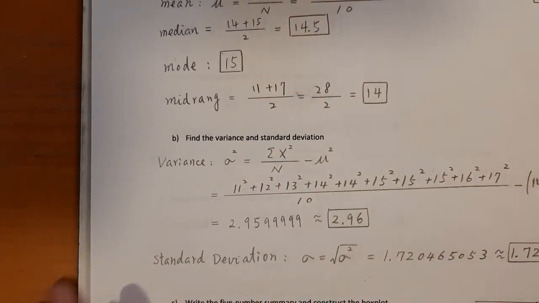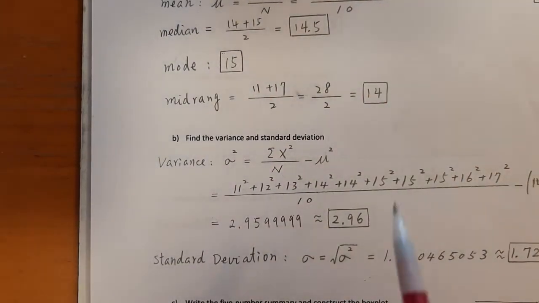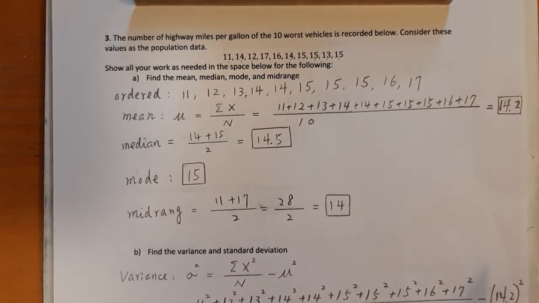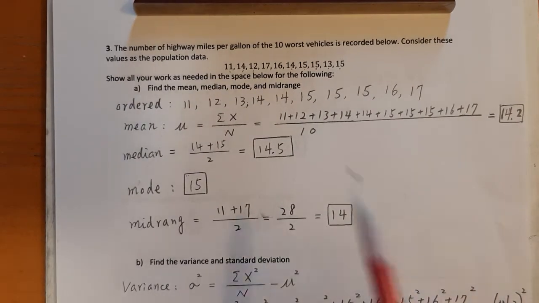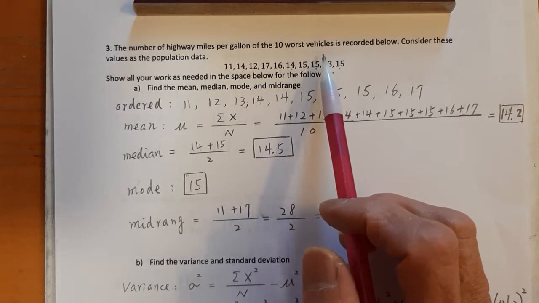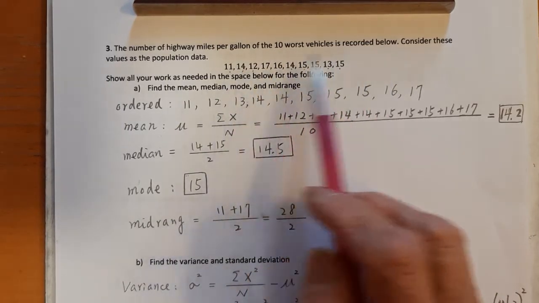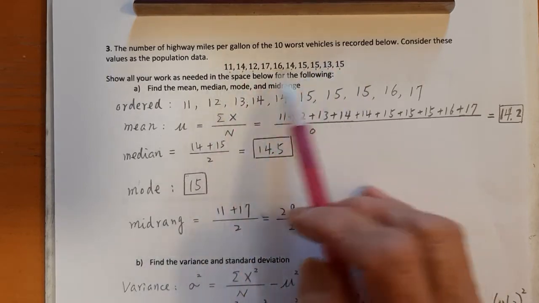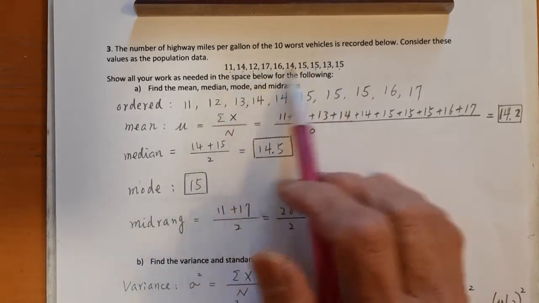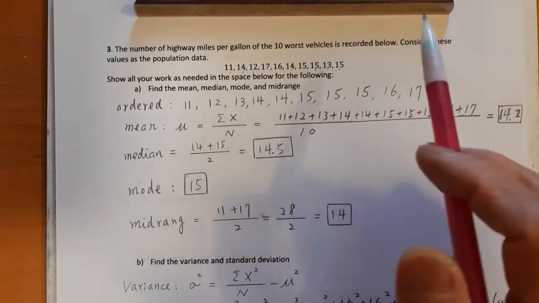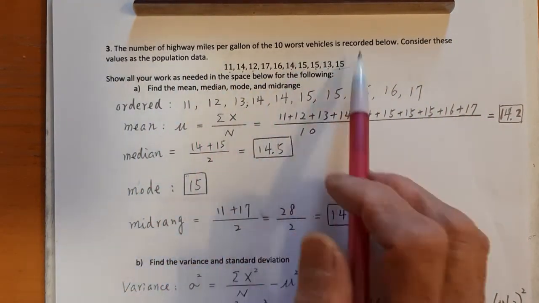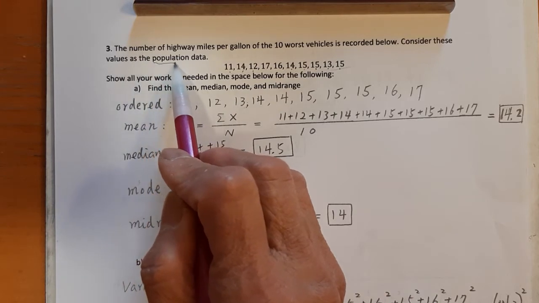The next question, question 3. The number of highway miles per gallon of the 10 worst vehicles is recorded below. Those are 10 vehicles, how many miles per gallon. Lowest ones recorded like this, 10 vehicles. Consider these values as the population data.